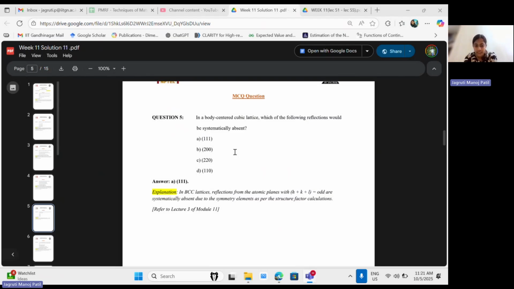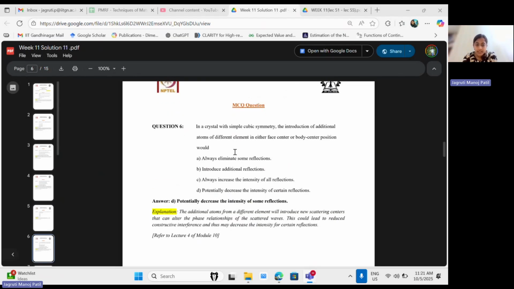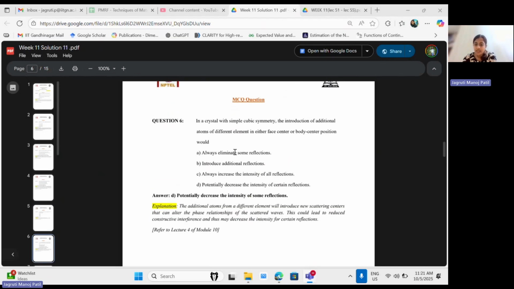Then in a crystal with simple cubic symmetry, the introduction of additional atoms of a different element in either the face or body would do what? Would it always eliminate some reflections, introduce new ones, always increase the intensity, or potentially decrease the intensity of certain reflections? So we know of certain reflections. These certain reflections can either be the even ones or the odd ones. In this case, it will always be an odd one, right?